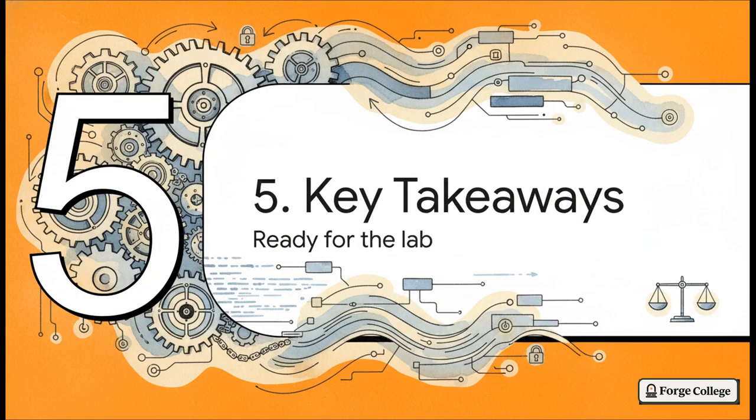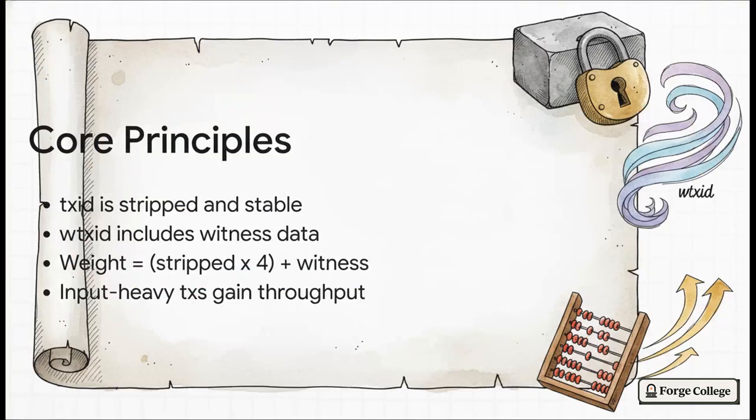Finally, Section 5. Let's hit the key takeaways to get you ready for the lab. We've covered a lot of ground today, from malleability bugs to weight unit arithmetic. If you remember nothing else from this explainer, distill it down to these core principles. First, always be explicit whether you're referencing the stable txid or the mutable wtxid. Second, always use that BIP 141 formula when estimating your capacity improvements. And third, remember that those input-heavy transactions are for sure your best friends when trying to maximize network throughput.